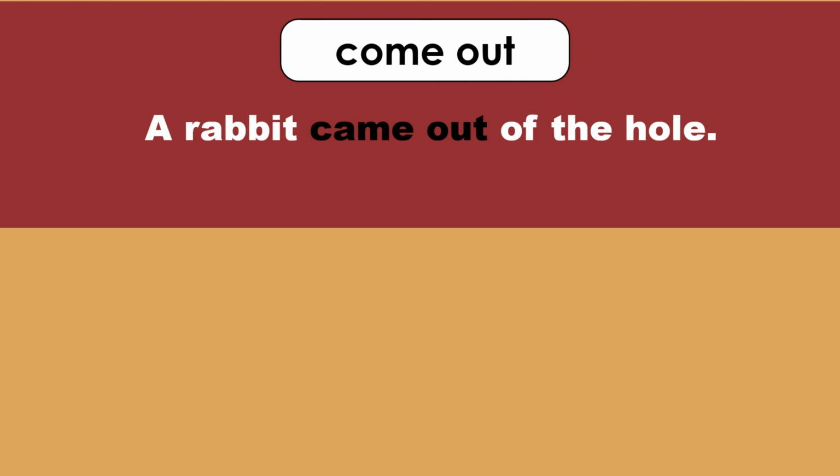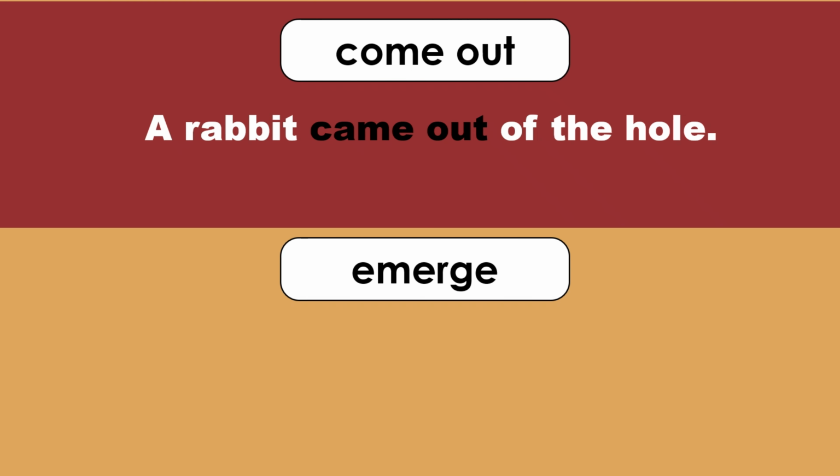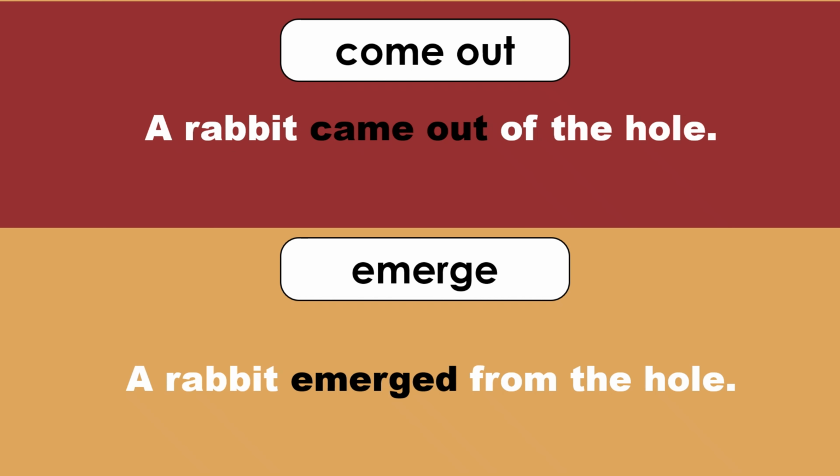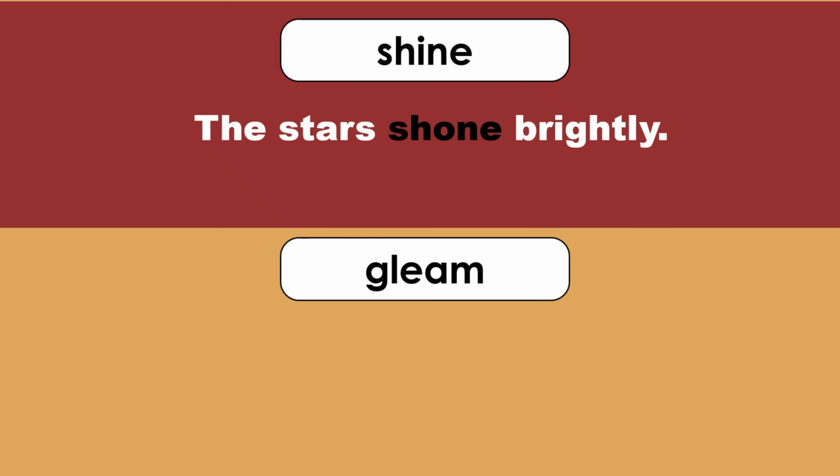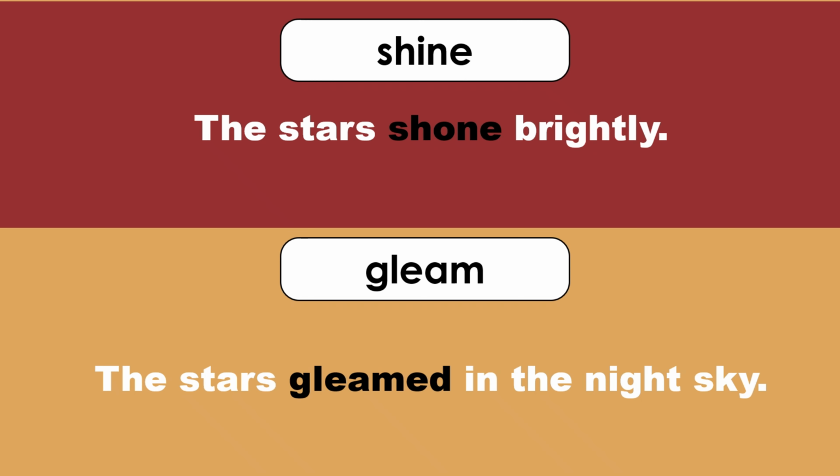Come out. A rabbit came out of the hole. Instead of saying come out, say emerge. A rabbit emerged from the hole. Shine. The stars shone brightly. Instead of saying shine, say gleam. The stars gleamed in the night sky.